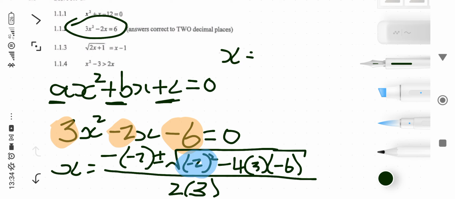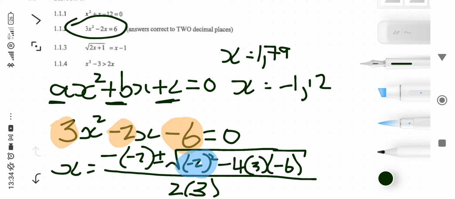Then the next part is your substitution, and you will end up with x equals 1.79, and the other one, we'll put the same thing in, this time with the minus, and that is negative. So x is equal to negative 1.12. So, summary of what we did: one, you first have to get it into standard form, ax squared plus bx plus c. Then you can identify what a, b, and c are, substitute all of that into your quadratic formula, and get your two solutions.